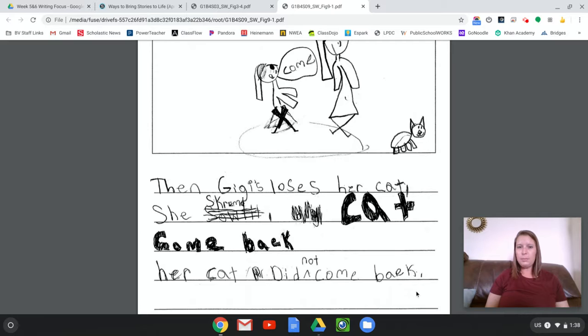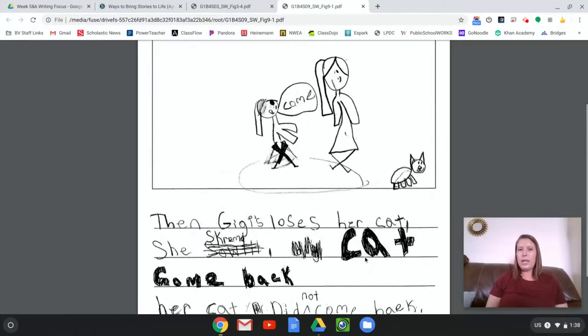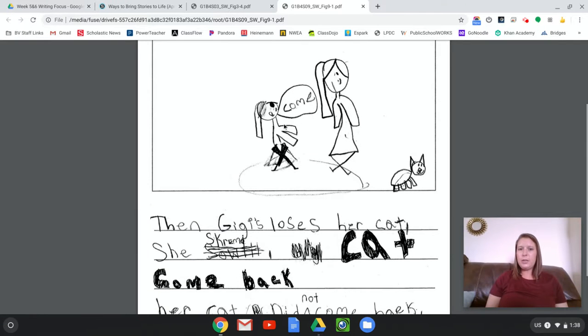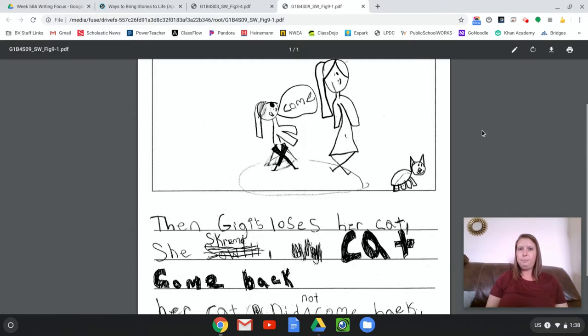So they told us some small steps, that she loses her cat and then she screams for her cat to come back and the cat does not come back. Now, I know that's not the end of the story yet, so there's going to be more. But on this page, we see that this story really did get brought to life. And you can see the speech bubble. Looks like she's saying, "Come." She's trying to tell the cat to come.